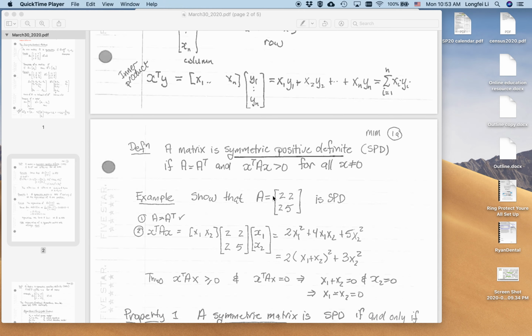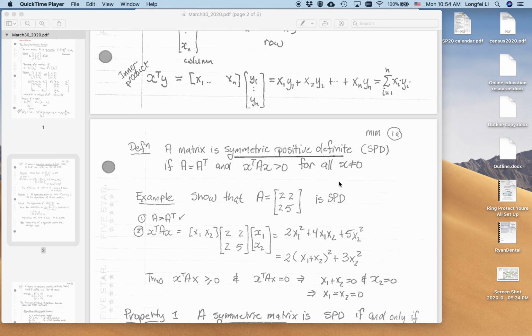The definition of a symmetric positive definite matrix is as follows. We use SPD for short. First of all, matrix A has to be symmetric, meaning A equals its transpose. And it's positive definite, meaning that for any x, this quantity is greater than 0.